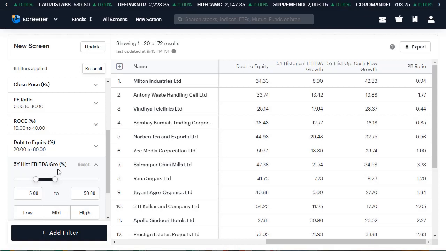I have taken a general metric of the 5-year EBITDA growth from 5 to 50%. You can increase it up to 60 or 70 depending upon your choices of the company.